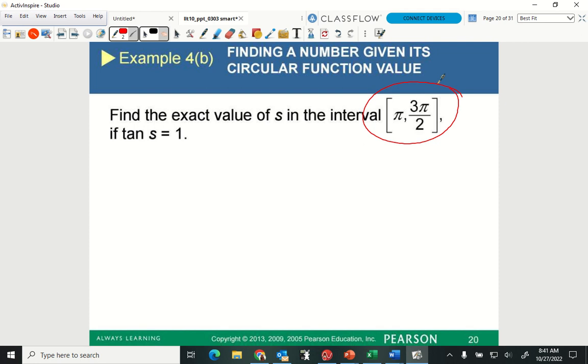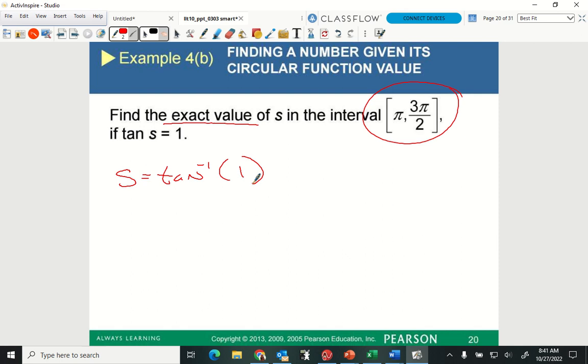If tan S is going to be 1, so this is an exact value problem. So I'm going to use my unit circle here. Exact values means that I'm going to have something within there on my unit circle. So it's going to be S equals inverse tangent of 1. All right, so looking at tangent. Tangent is y divided by x.